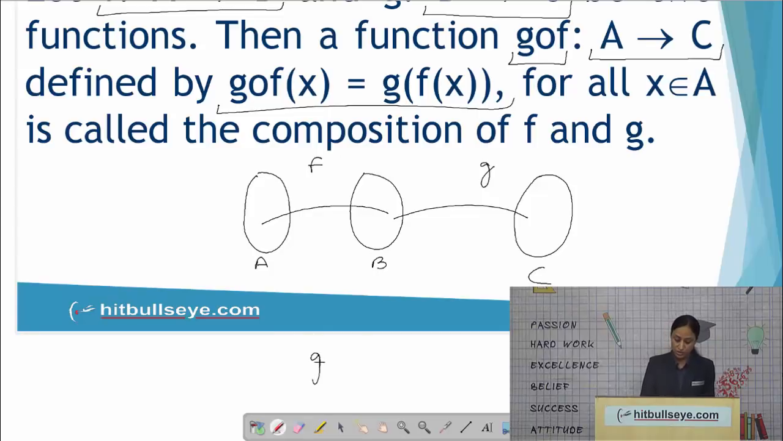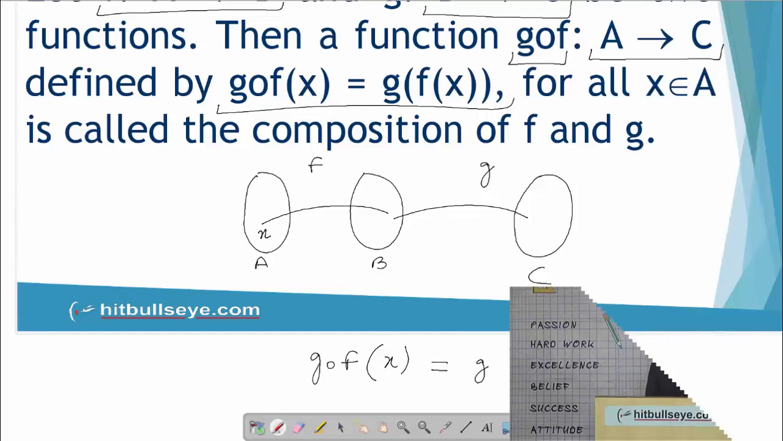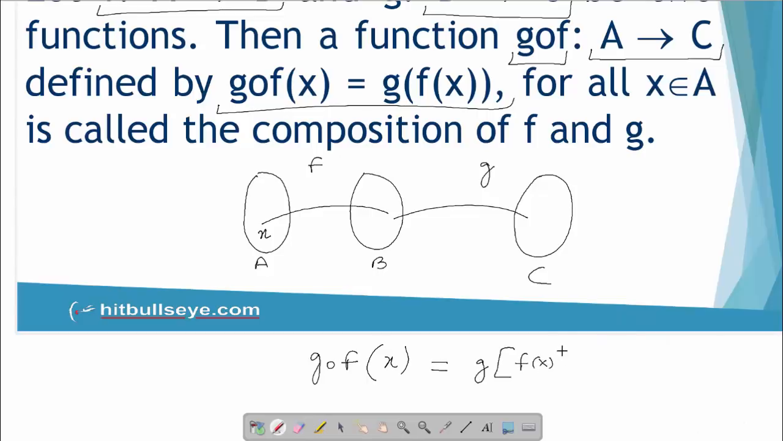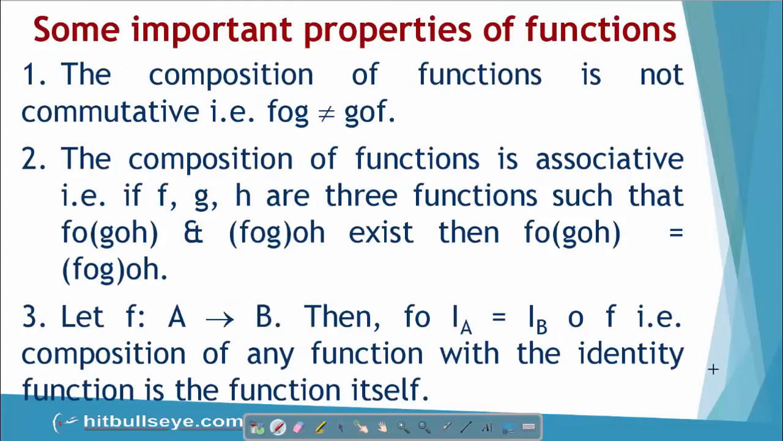Then g of f is again a function from the set A to set C such that for every x belonging to A, g of f of x will be nothing but g of the answer of f(x). That is, suppose f(x) is equal to y and g(y) is equal to z, then this answer will be g of y, which is z. These are some important properties of functions. The composition of functions is not commutative. That is, f of g is not always equal to g of f.